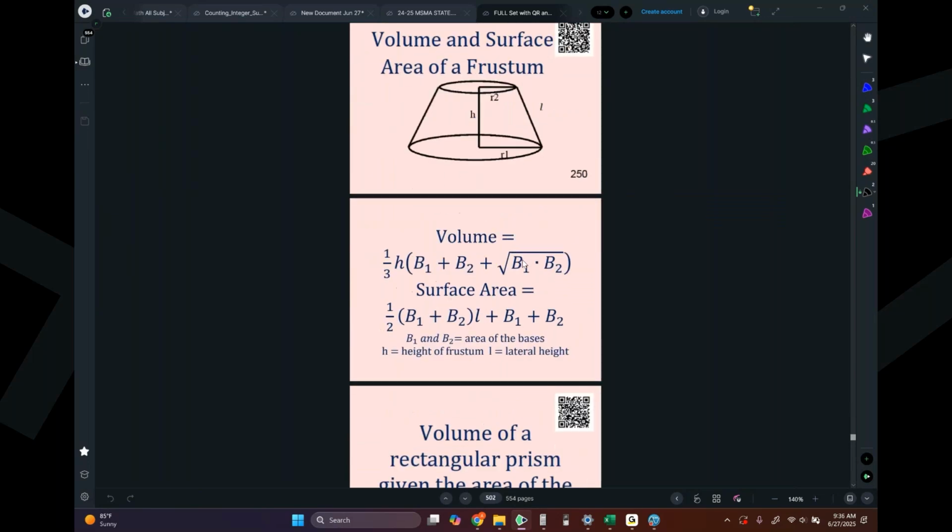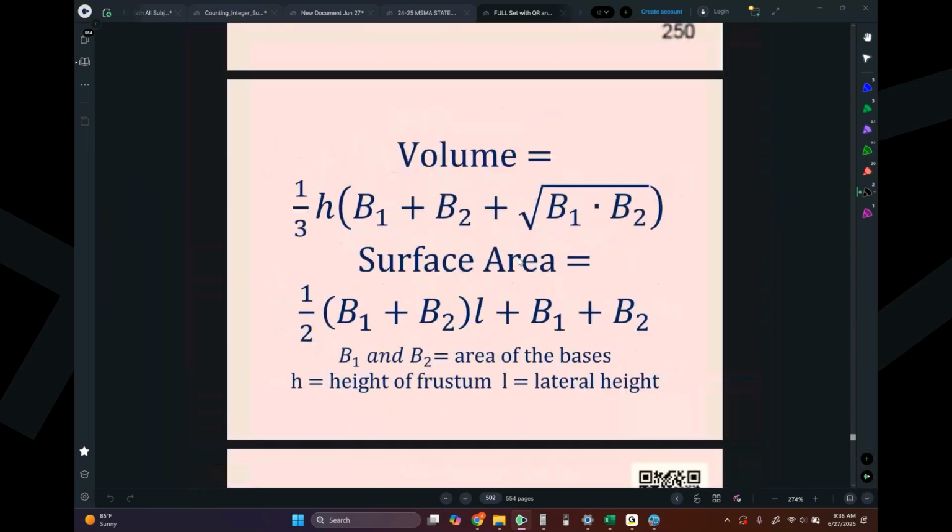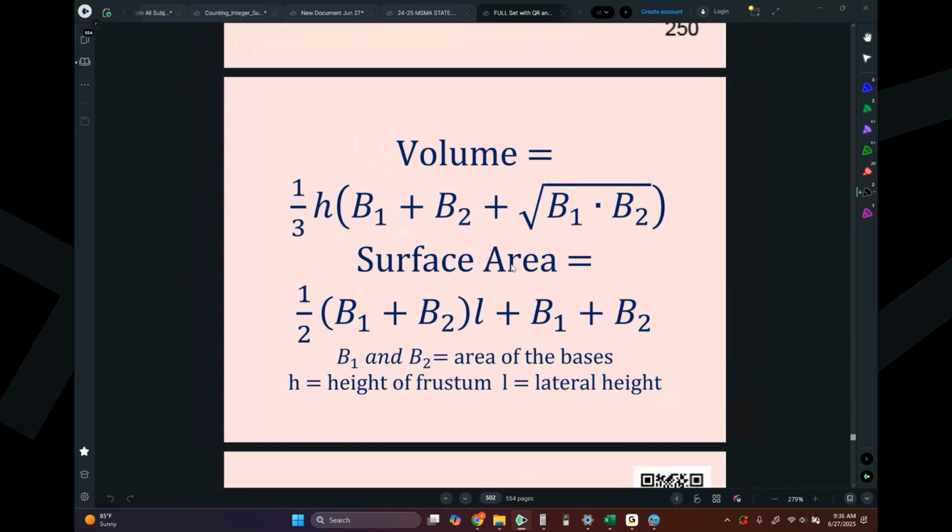Here we go. Okay, so write these down, buddy. If you don't know the frustum formulas, guys, you need to write these two down. Arjun, these also pop up on the calculator test too.